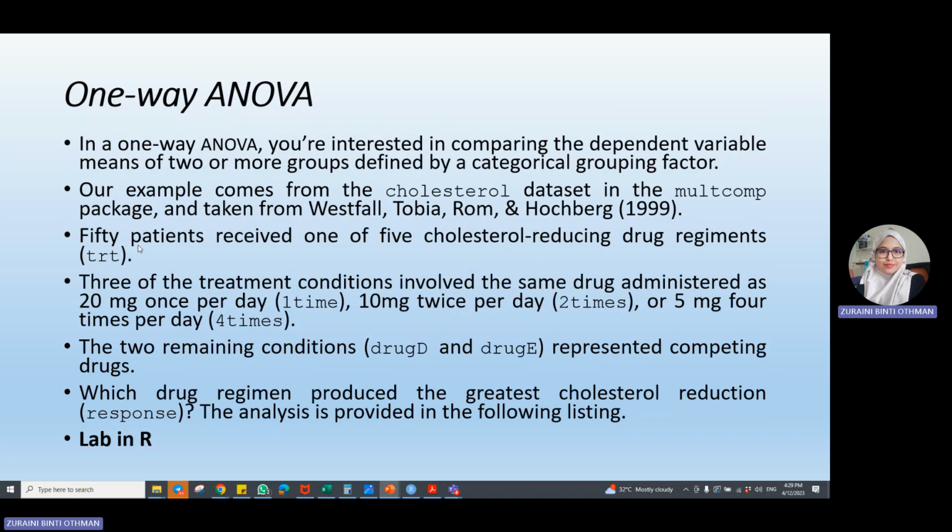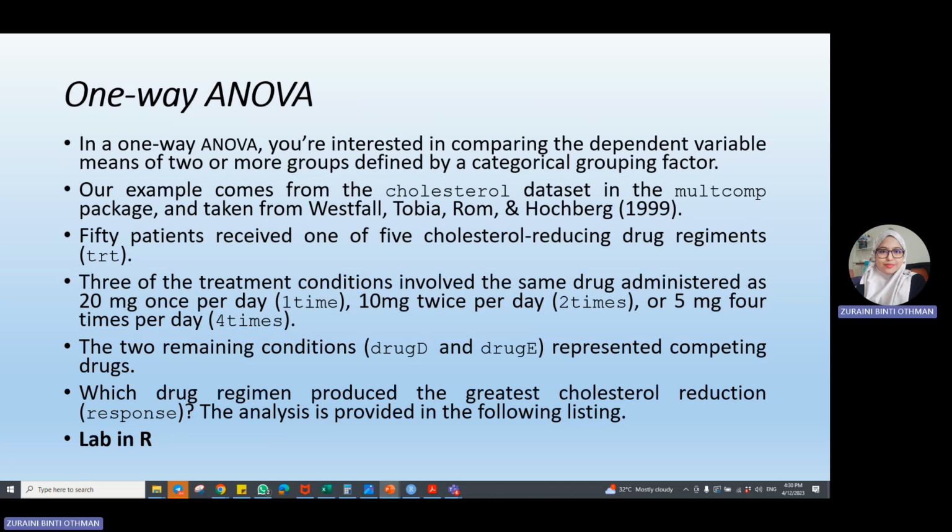Now, one-way ANOVA. In a one-way ANOVA, you are interested in comparing the dependent variable mean of two or more groups defined by a categorical group factor. Our example comes from the cholesterol data set from the multcomp package, taken from Westfall, Tobias, Rom, and Hochberg 1999. 50 patients received one of 5 cholesterol-reducing drug regimens.